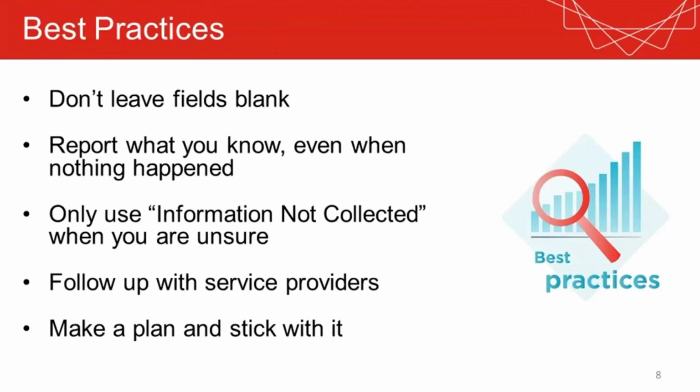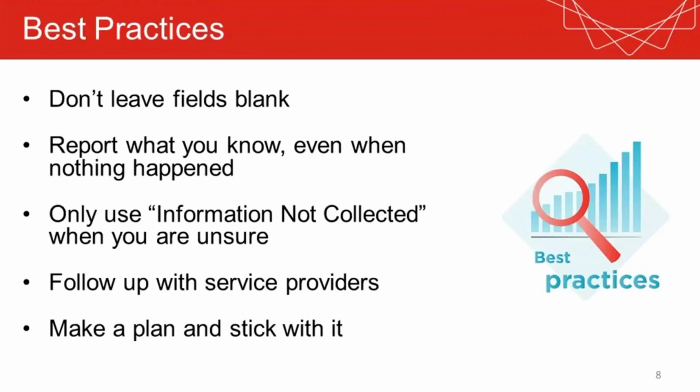But the easiest way to increase your data quality is to explicitly report when you know something didn't happen. It's also really helpful to follow up directly with service providers who you have referred participants to so that you can find out if the service was actually provided and then report that information. Broadly speaking, after looking at the dashboard and the data guide, we encourage you to make a plan for the data quality improvements you want to make and stick with that plan. That's the best way to get more green circles on that data availability page in the dashboard.